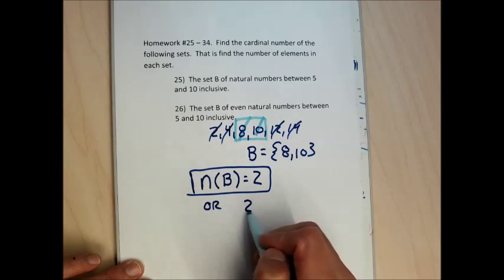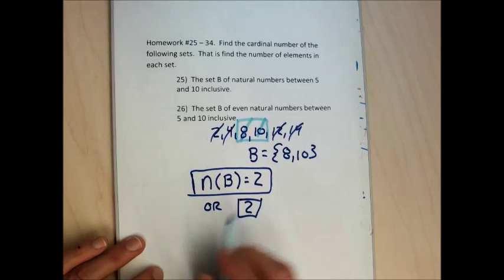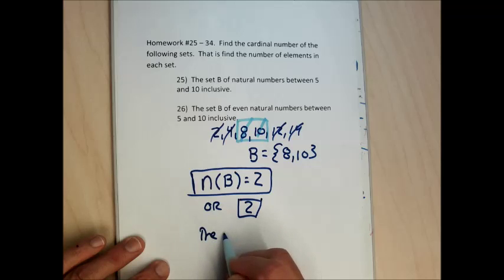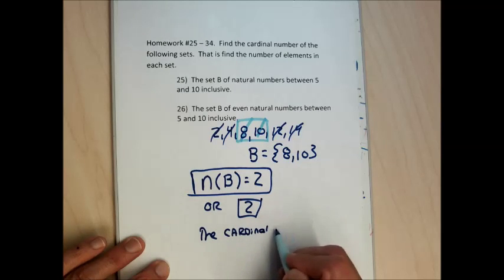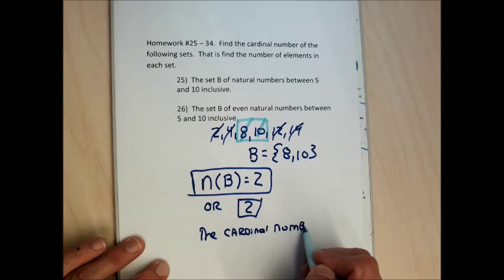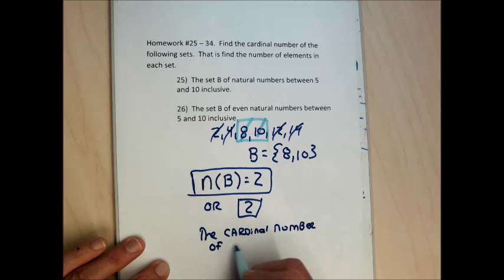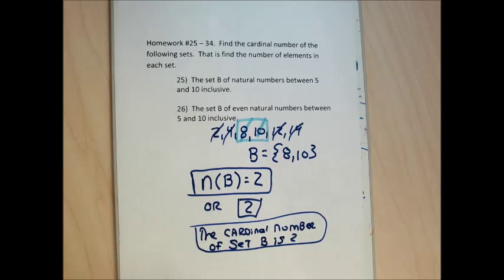If I want to, I can just write the number 2, or I can say the cardinal number of set B is 2. All of those would be perfectly fine answers for that question. Your problem 25 should work very similarly.